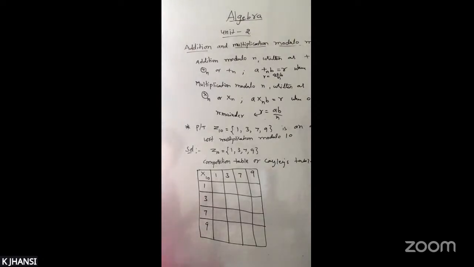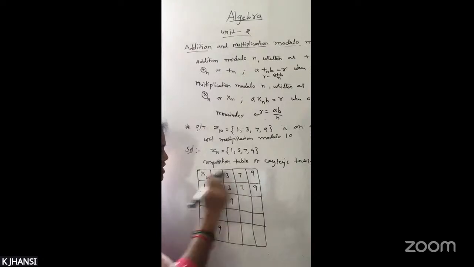Okay. So 1 into 1 is 1. In the first row and also this column, you will get the same elements that are there. Why? Because you are multiplying with 1. So 3 into 1 is 3, 7 into 1 is 7, 9 into 1 is 9. Okay, now 3 ones are 3, 3 threes are 9.